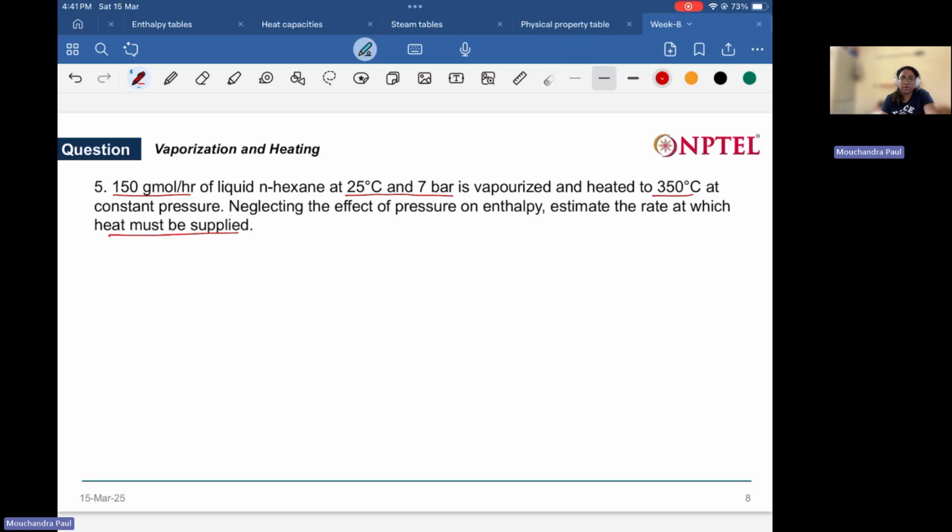I hope you got enough practice solving various kinds of energy balance problems, where there was no phase change and some where there was a phase change. In the next class we will continue with some more types of energy balance problems and cover the different aspects of the topic.